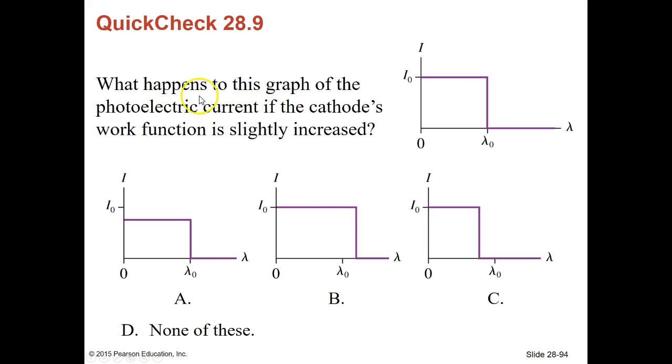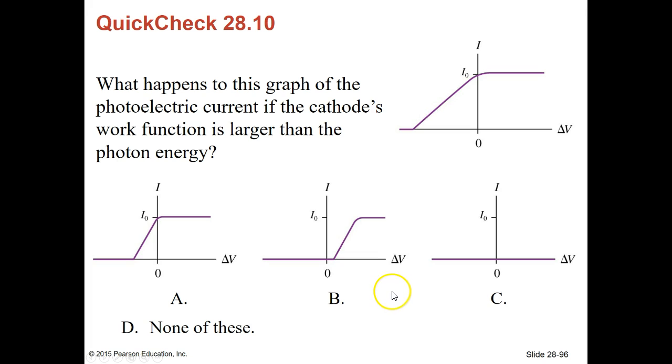Here's another graph. This one, they want to know what happens to this graph of the photoelectric current if the cathode's work function is slightly increased. So if I increase that work function, that threshold should shift to a shorter wavelength. So shorter wavelength because I've increased that work function, and that would give me a higher frequency too.